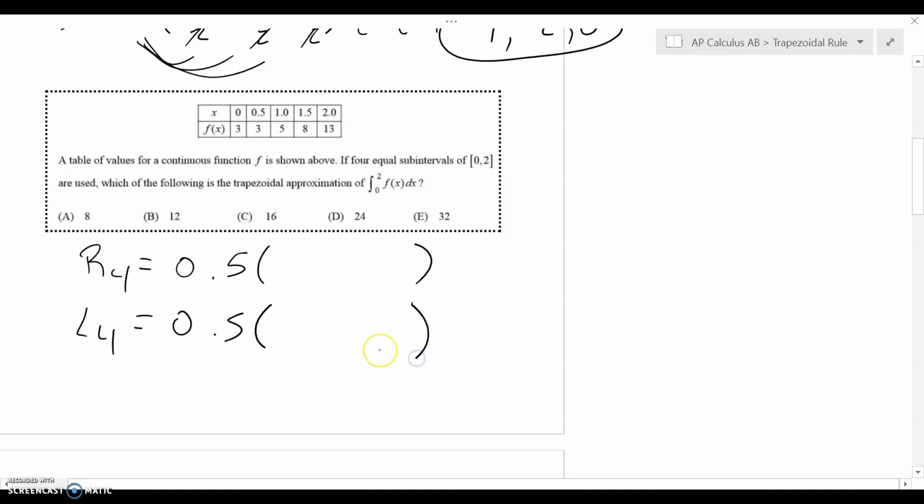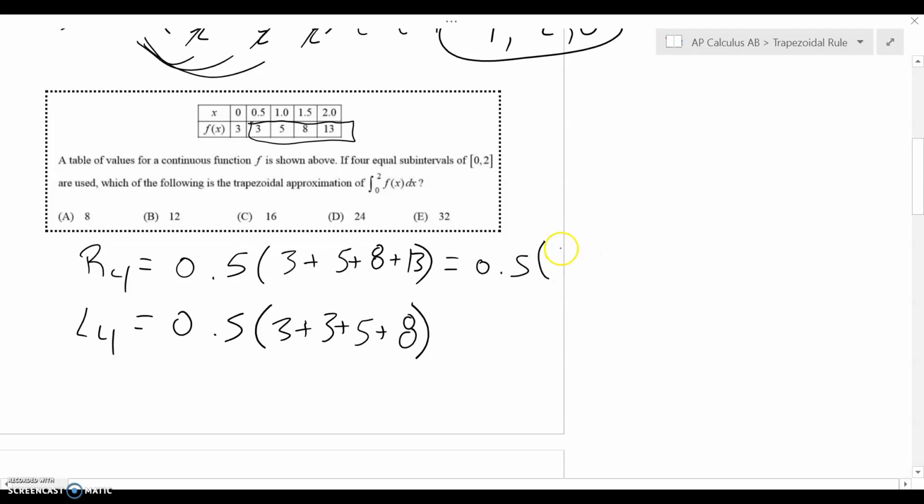And we're going to add up our heights. They gave us the heights, so we don't have to compute anything. We just need to use the right edges. Those are these: 3, 5, 8, and 13. And then we need to use the left edges, which are the 3, the 5, and the 8. And we're going to add those up and divide by 2, so that's the same thing we've been doing, but we can do some combining here. That's 8, 8, so that's 16, plus 13, so we're going to take half of 29.